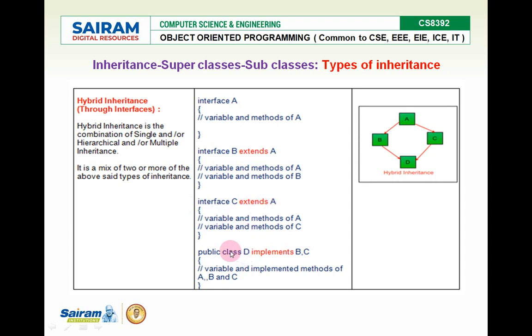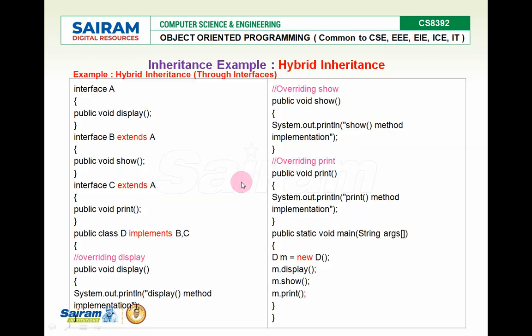So in the last derived class D, I am implementing the B and C interfaces, and in turn I am also implementing interface A. So public class D implements B and C. Inside B and C, I have A in both interfaces, and that is also implemented inside D. So methods of A, methods of B, and methods of C are implemented in class D. This is what is called hybrid inheritance. So have this diagram: A, B, C are interfaces, D is the only class. With that skeleton you can write a program.